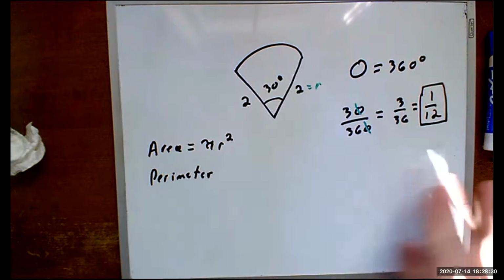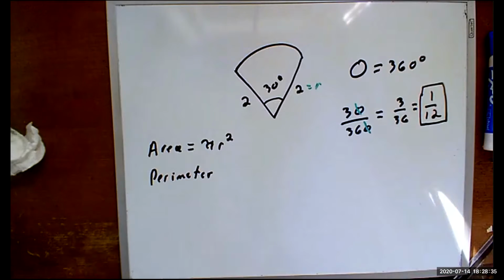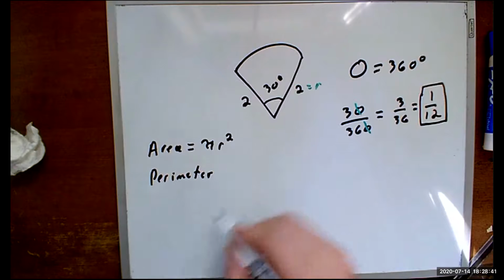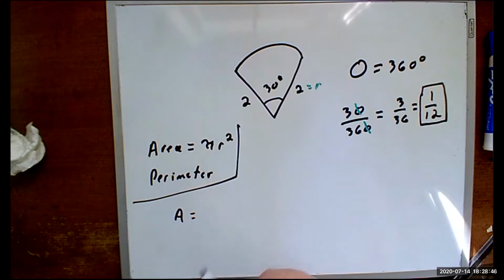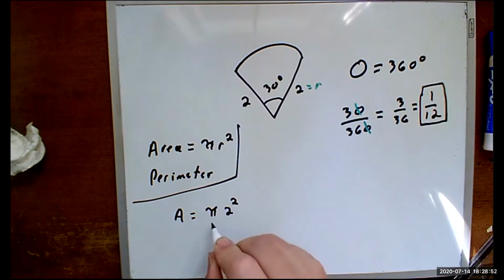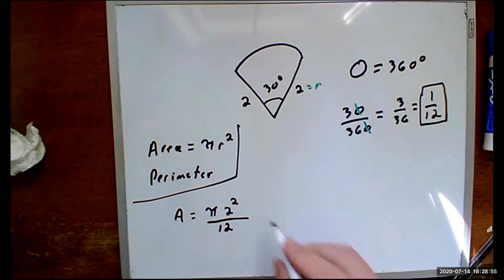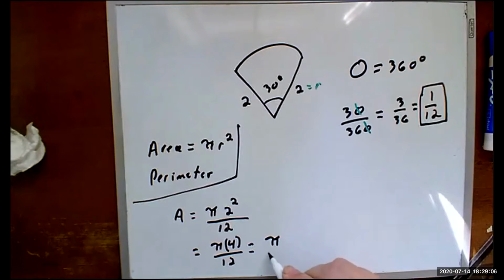Okay, and we don't need the entire area. We only need 1/12 of the area, which is to say we're going to divide this by 12. So I can go ahead and say that my area will be equal to pi times 2 squared, and the whole thing will then be divided by 12. Just to say pi times 4 divided by 12. Well, 4 goes into 12 very nicely, and I'm left with pi over 3.